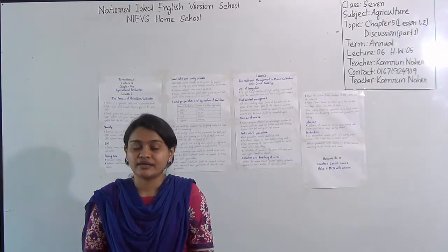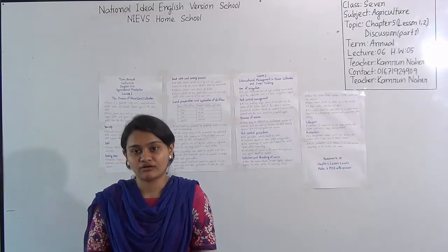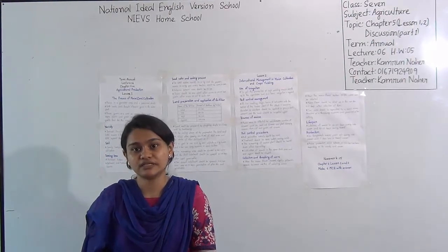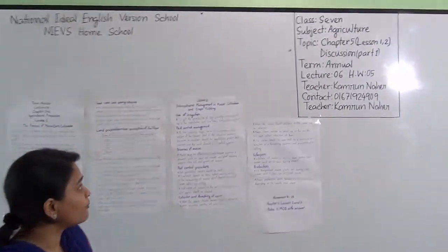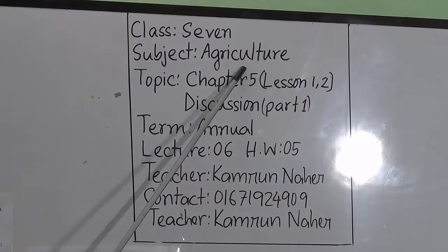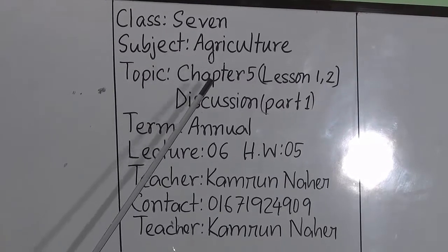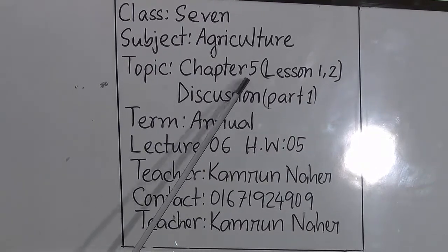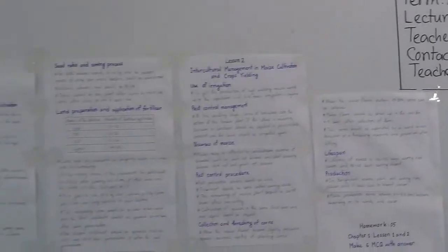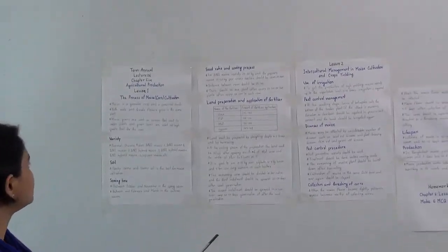I am also fine. Here I am Kamrun, Assistant Teacher of National Ideal English Version School, Day Shift. My dear students of class 7, today I am going to take your agriculture class and our today's topic is chapter 5, and we will discuss lesson 1 and 2 from this chapter. The name of this chapter is agricultural production. So let's start our class.